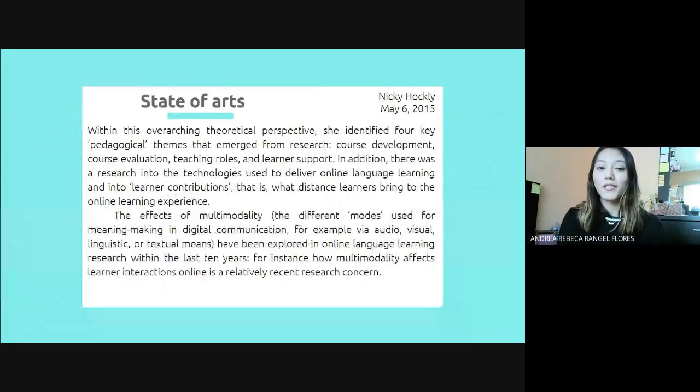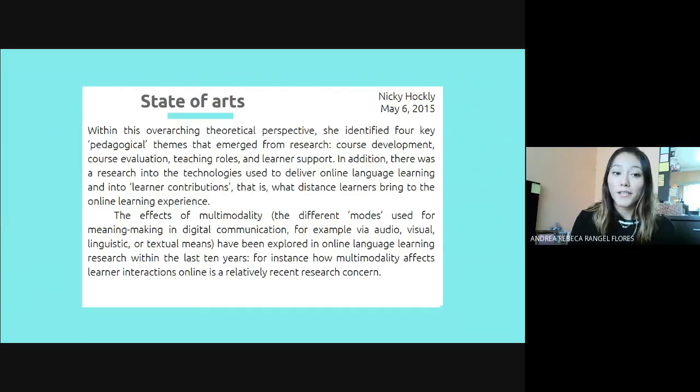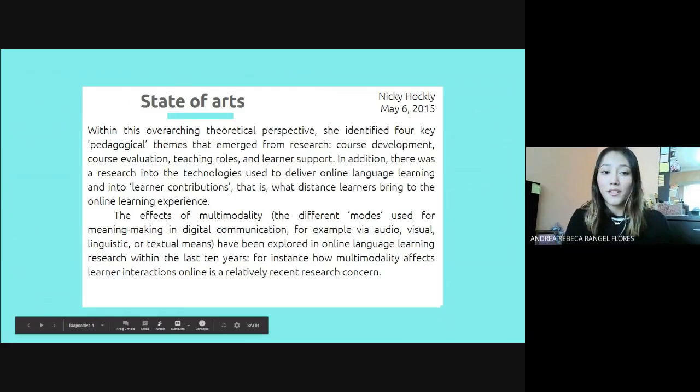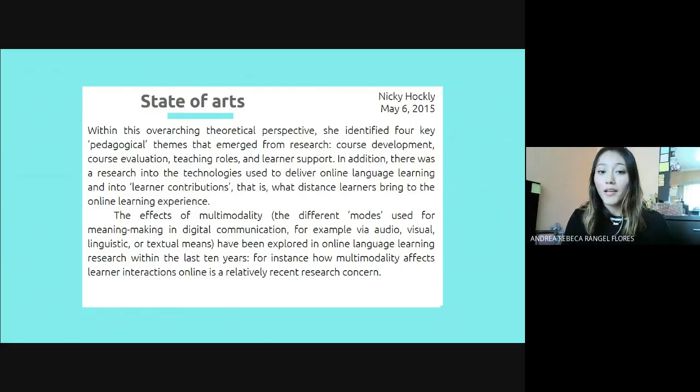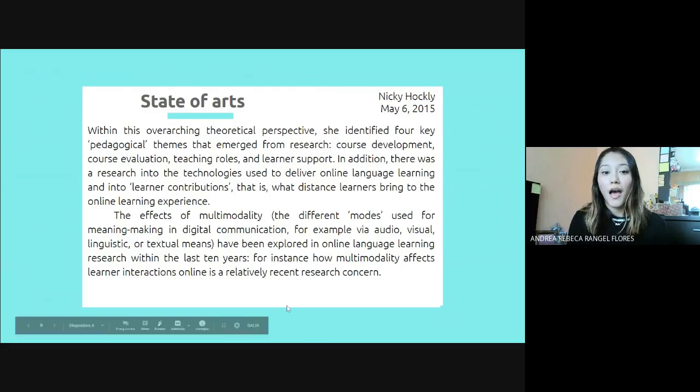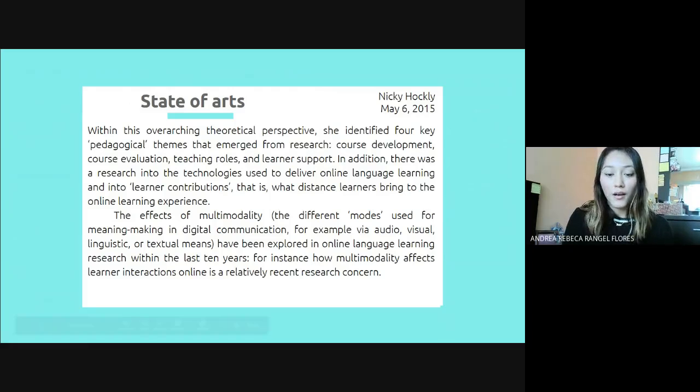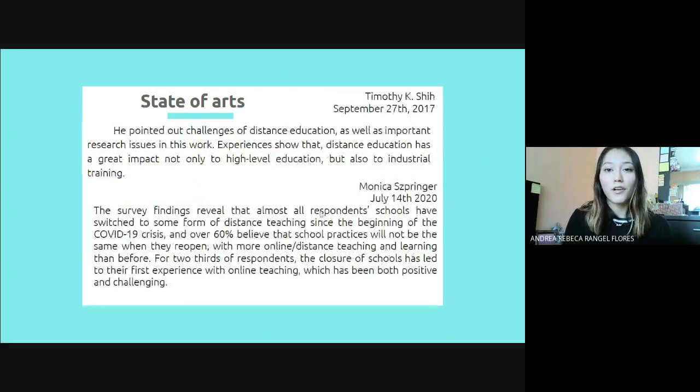So for our state of the art, we chose to look up one of Nikki Hockley's researches from May 6th of 2015. In this work, she showed the effects of multimodality that have been explored in online language teaching. And in the research within the last 10 years, it shows how it affects learners' interaction and how this is concerning.